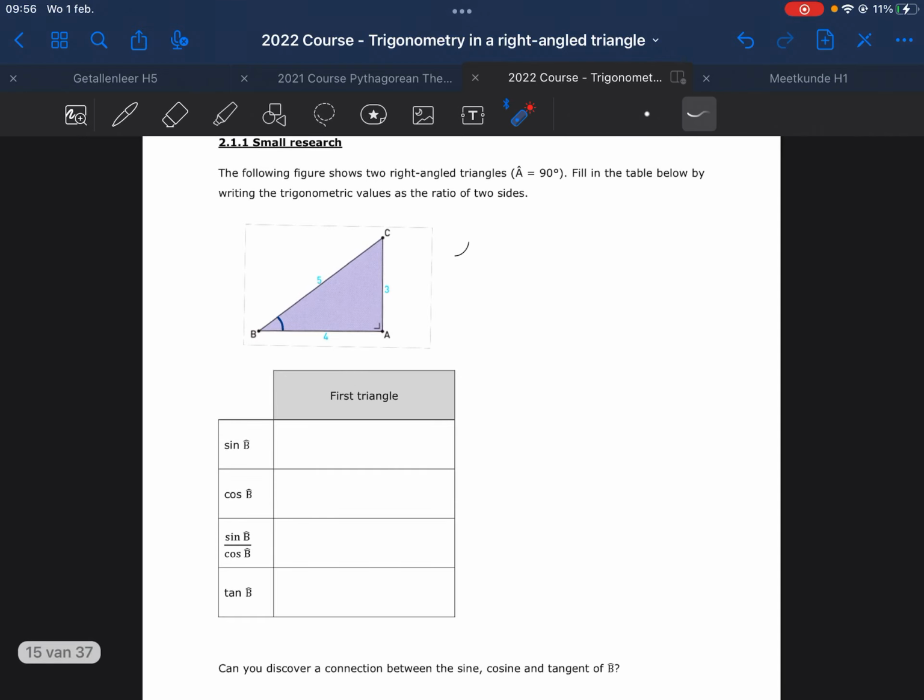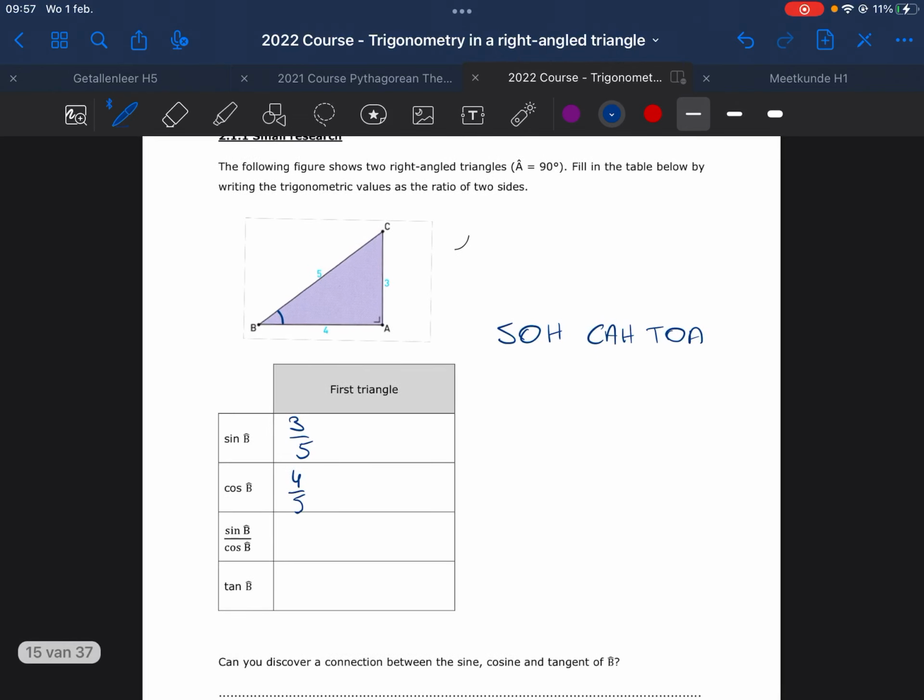So let's start off with determining the sine of B. We're looking at angle B right here. Remember, SOHCAHTOA. So the sine would be the opposite over the hypotenuse. That's 3/5. The cosine would be the adjacent over the hypotenuse. That's 4/5.